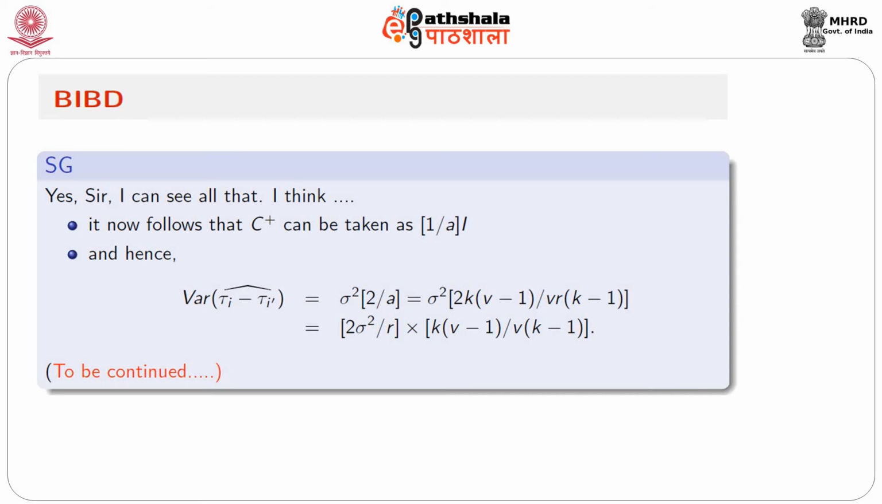Number 2, the expression k into v minus 1 over v into k minus 1 is strictly less than 1 because k is less than v. So you can see that the variance expression is 2 sigma square by r multiplied by something which is less than 1.